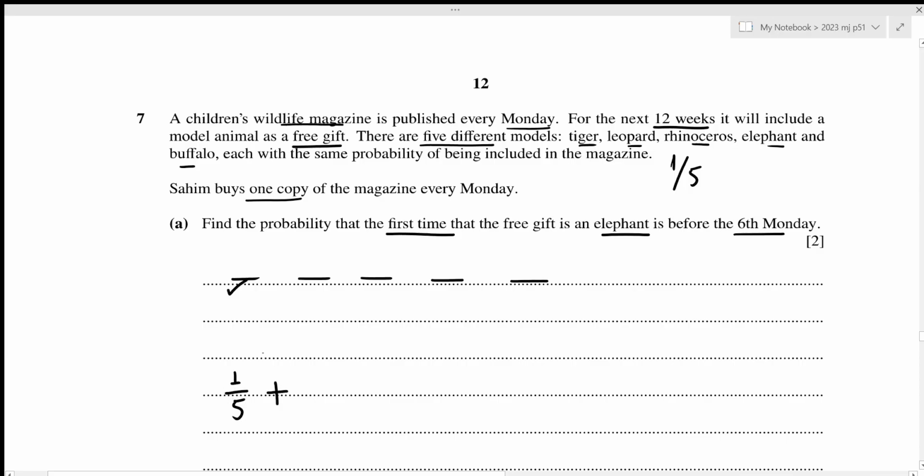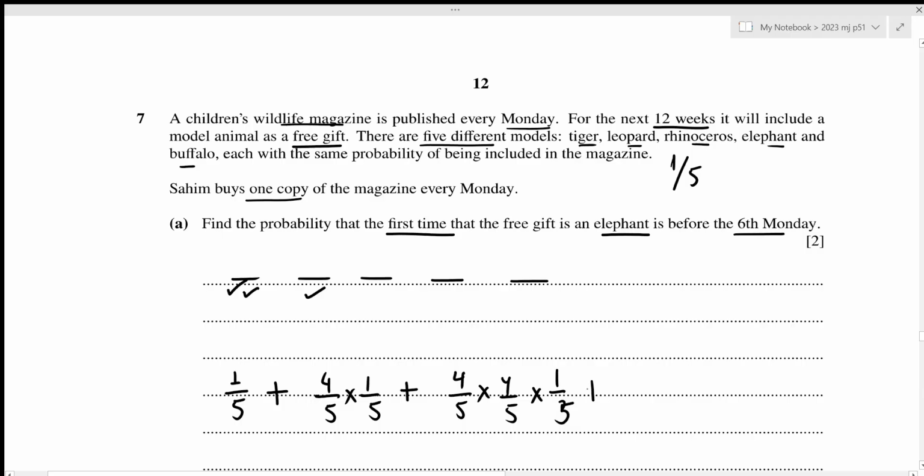Now, getting an elephant for the first time in the second week means that in the first week he did not get the elephant. So we need to list down the probability of not getting an elephant, which is 4 by 5. And now he gets the elephant in the second week. Now for the third week, we need to consider the probability of not getting an elephant in the first 2 weeks. So 4 by 5 times 4 by 5.